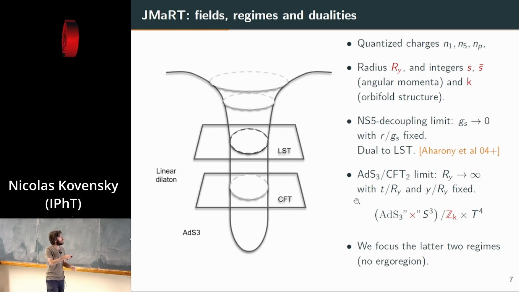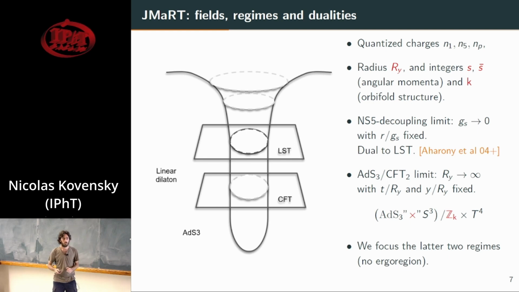downstairs here, and you go to this regime by taking this asymptotic radius of the Y circle fixed. You take it to be large, and then you take T and Y, which are going to appear in a second, so a time direction and this Y circle over this RY to be fixed. We will focus on this region here. This whole region, including the asymptotically linear dilaton part, is the whole region that's going to be described by these worldsheet models.